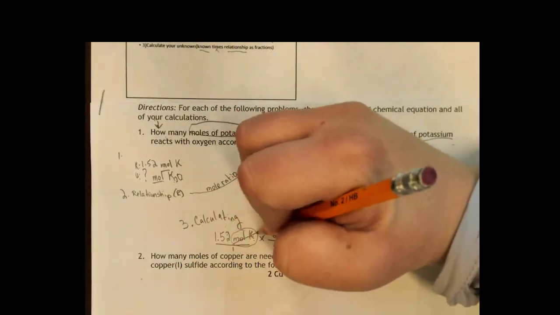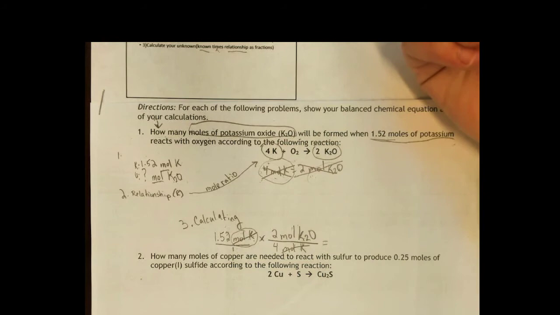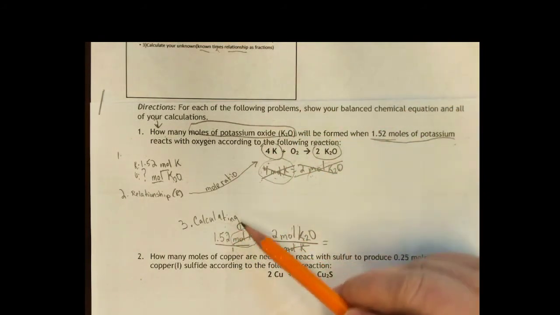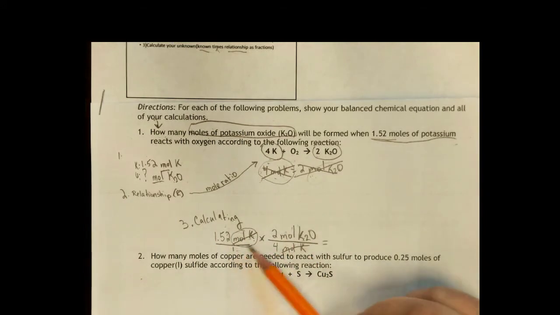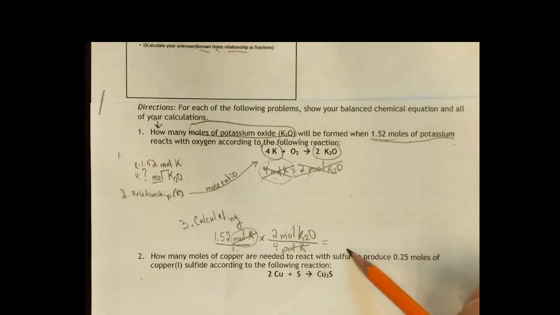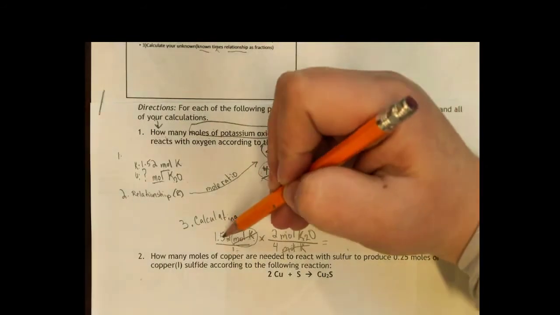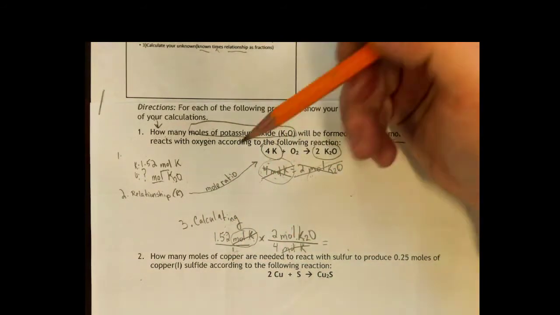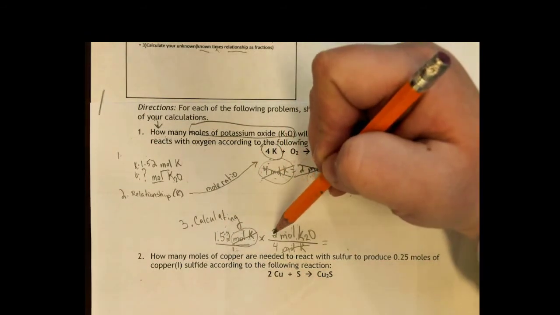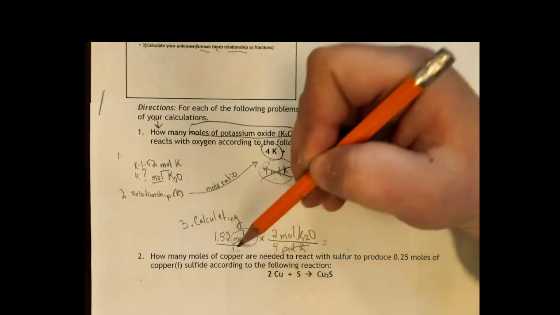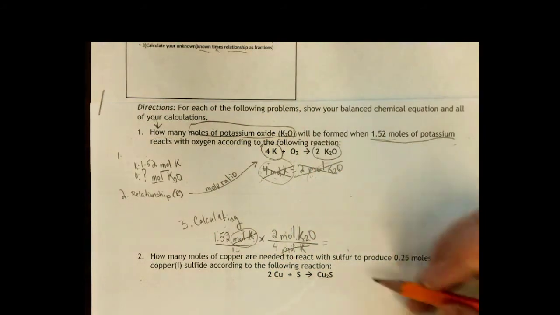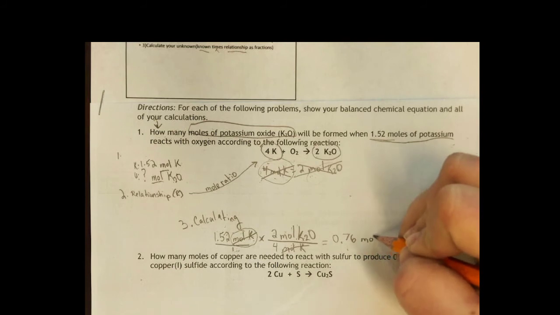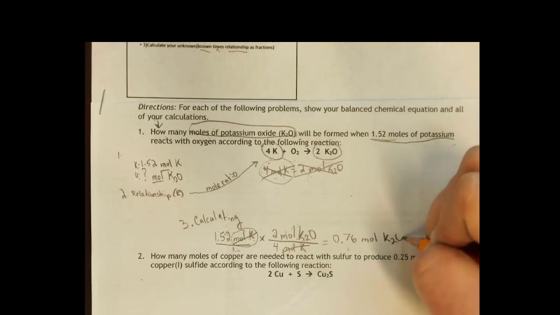Now we can cancel out moles of K. And we multiply our fractions. Note, the tops of the fractions multiply, the bottoms of the fractions multiply, and then top divided by bottom. Or, shorthand, you can take the top numbers multiplied and then divide by both of the numbers on the bottom. So 1.52 times 2, divided by 1, divided by 4. And what you should get would be 0.76 moles of K2O.